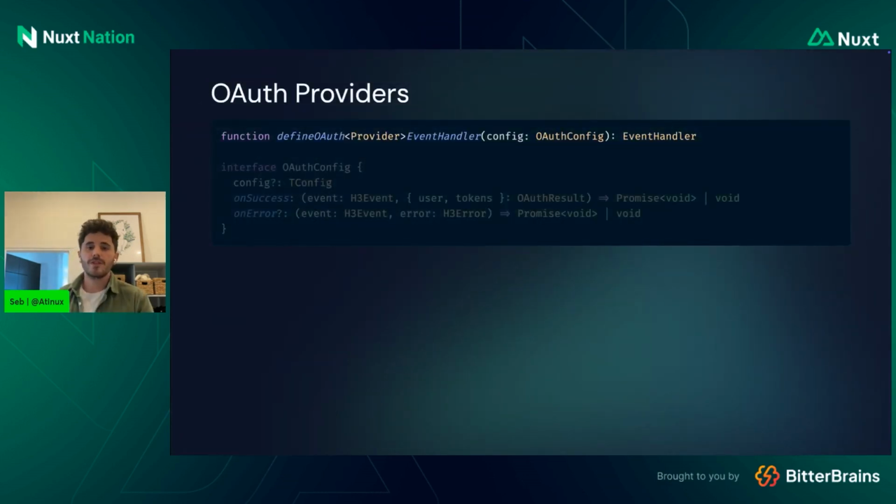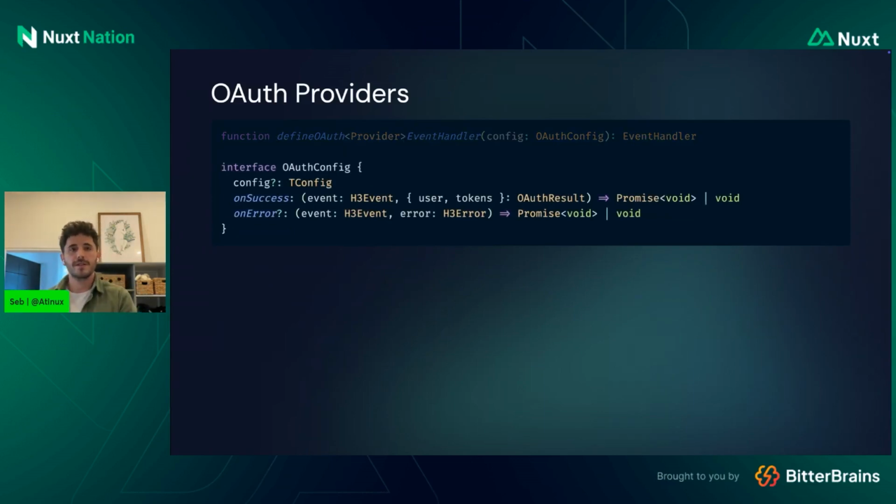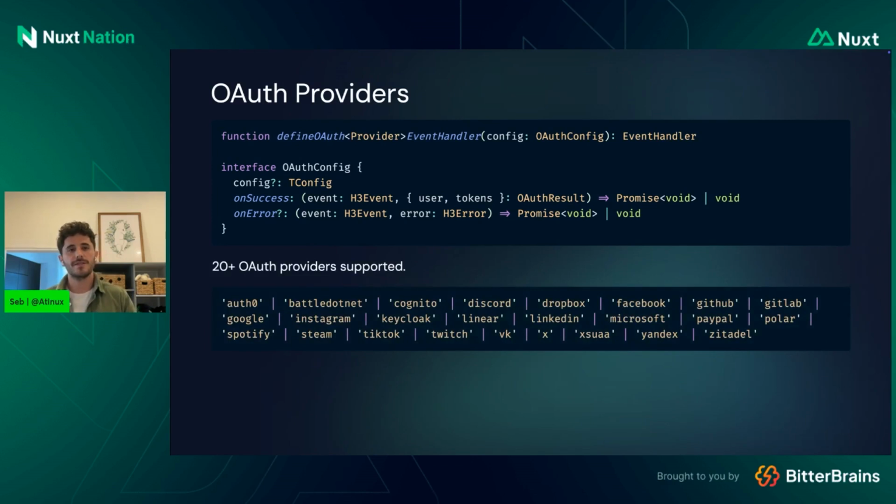To add social authentication, Nuxt Auth Utils provides 3 shakeable Nitro server handlers for each provider it supports. So it looks like this. The function defineOAuthGoogleEventHandler expects an object with a required onSuccess callback, an optional config, and an optional onError callback. You can find the list of the OAuth providers we support, Google, GitHub, Microsoft being the most popular.